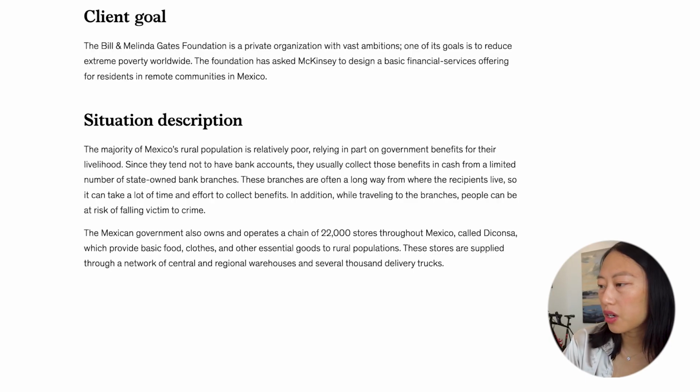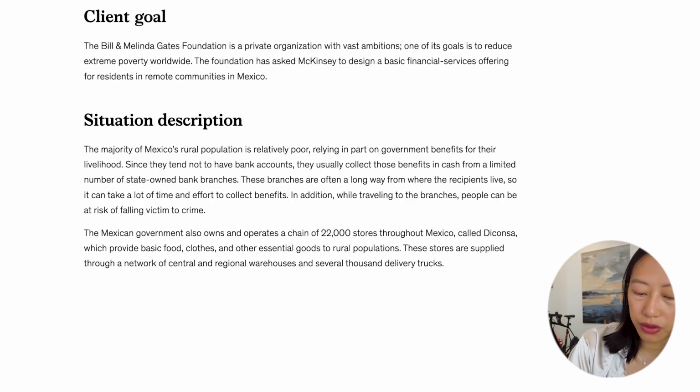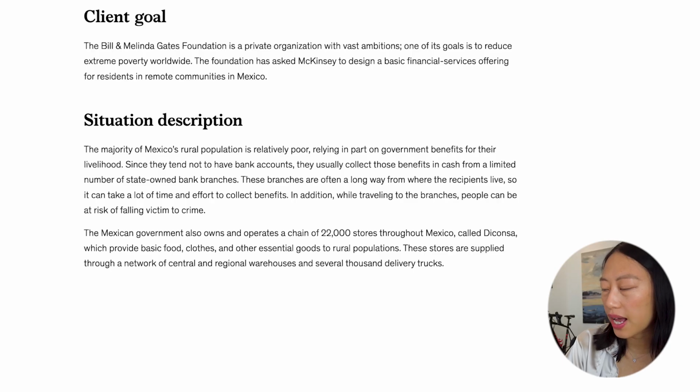The Mexican government also owns and operates a chain of 22,000 stores throughout Mexico called Diconsa, which provide basic food, clothes, and other essential goods to the rural population. So it's like a grocery. These stores are supplied through a network of central and regional warehouses and several thousand delivery trucks.